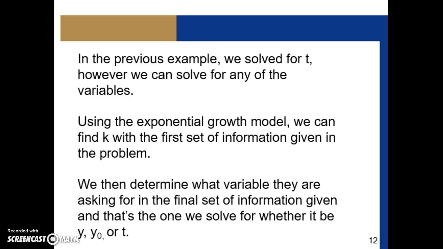So there's just a straightforward, really generic exponential growth problem. In the previous example, we solved for t. We're always going to solve for k. That's in every problem. But sometimes they'll ask us for y. Sometimes they'll ask us for t. Using the exponential growth, we can find k with the first set of information that they give us. And then when we determine what the actual equation is for that population, then we can answer questions whether they're asking about y or y naught or t.